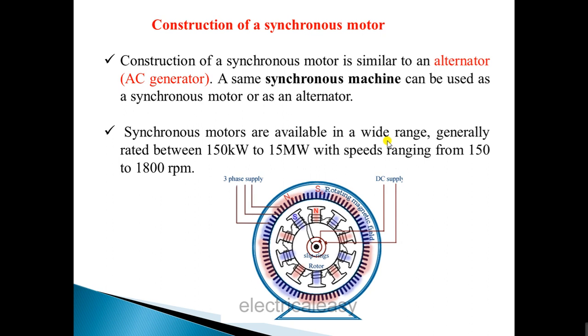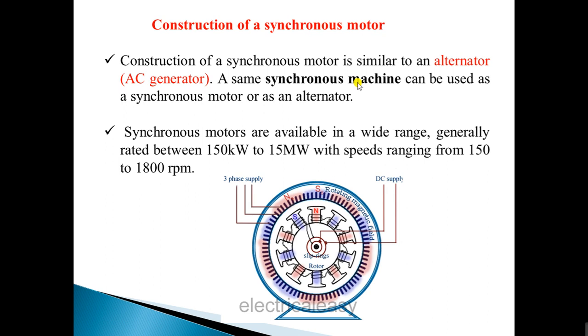So, first, construction of synchronous motor. Synchronous motor is a constant speed motor. Wherever constant speed is required, in those places we can use a synchronous motor. The construction of a synchronous motor is similar to an alternator. Alternator means AC generator. The same synchronous machine can be used as a synchronous motor or as an alternator.